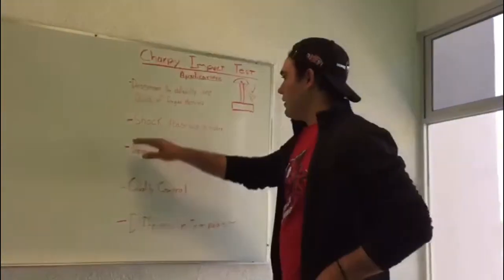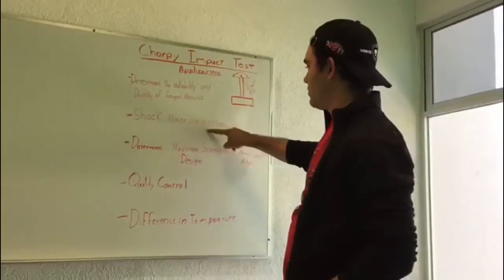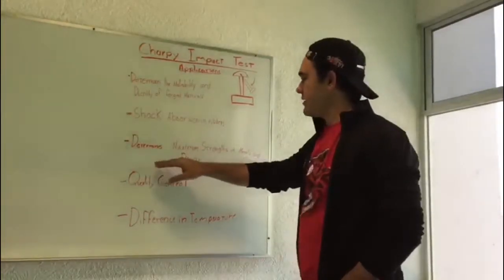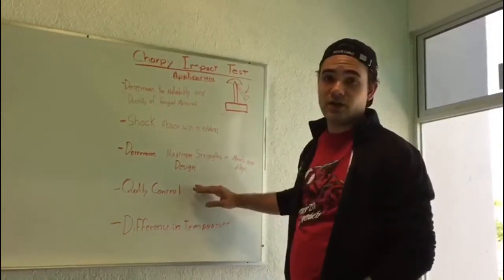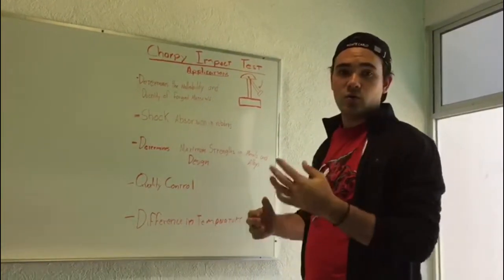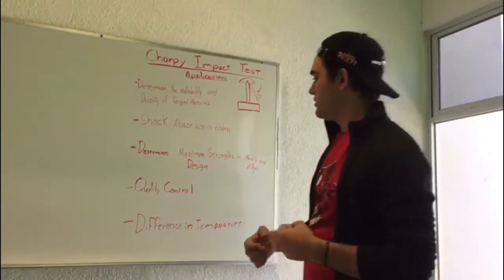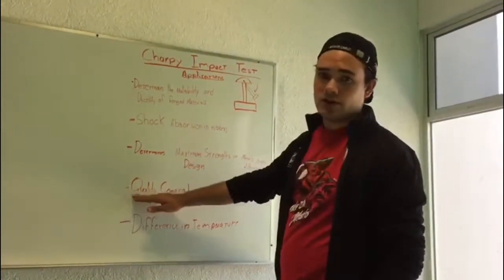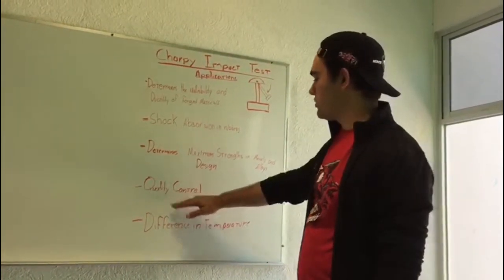It is also used on rubbers. You can check rubbers for shock absorption. It determines the maximum strength in metals and their alloys, and this is useful for design. When you are designing something, you want to know the maximum load or the maximum impact it can take, so you test it. It's also used in quality control of many products, especially in the mechanical and aeronautical industries.